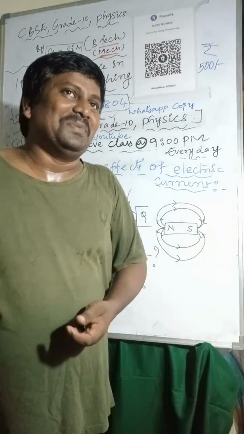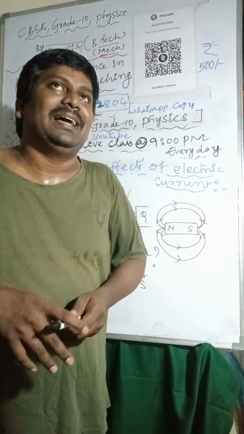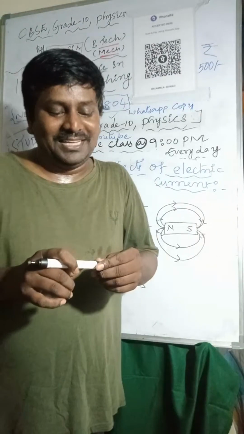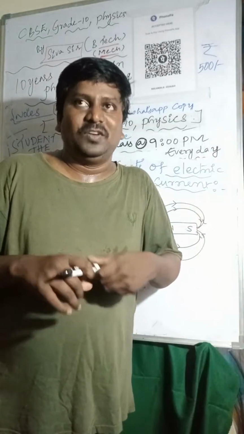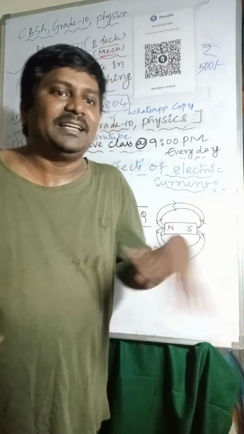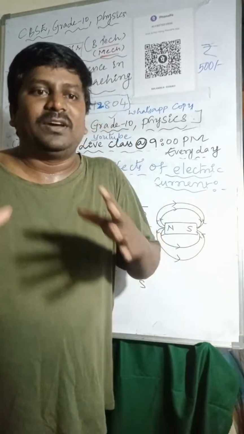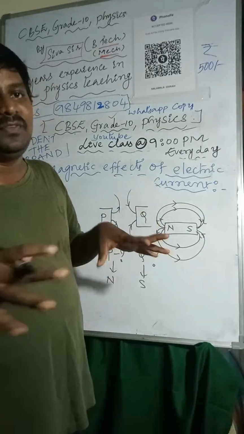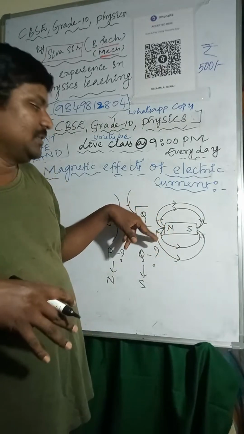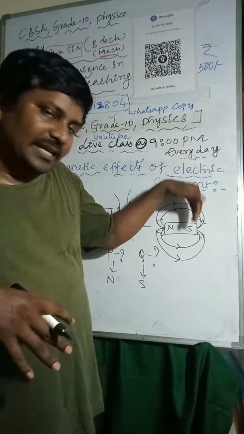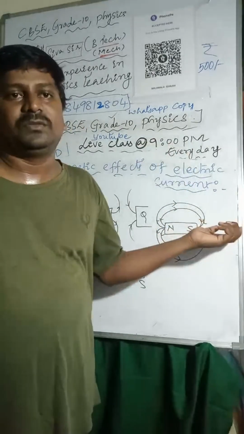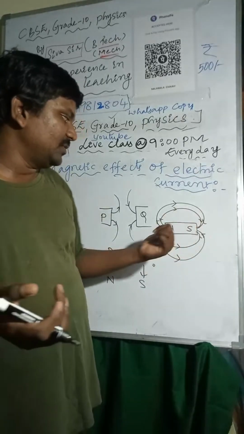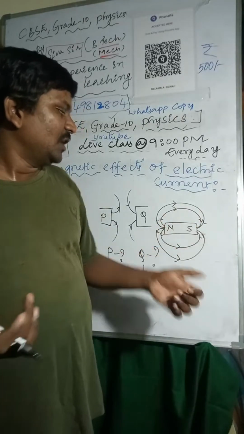Okay, so coming to the electric current also, I gave the same example, right? Same thing here also. If you are leaving that place, that is north. Simply you can remember, if magnetic field lines are leaving that pole, that is called north. If magnetic field lines are reaching that point, that is called south. So this is north and this one is south.